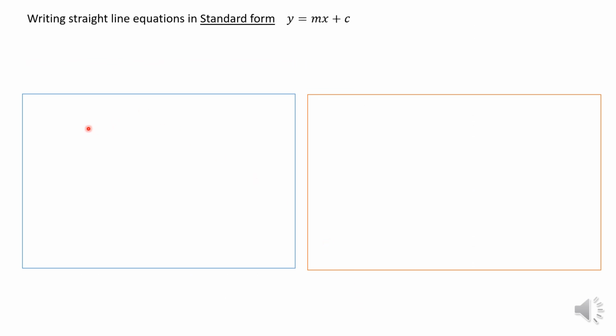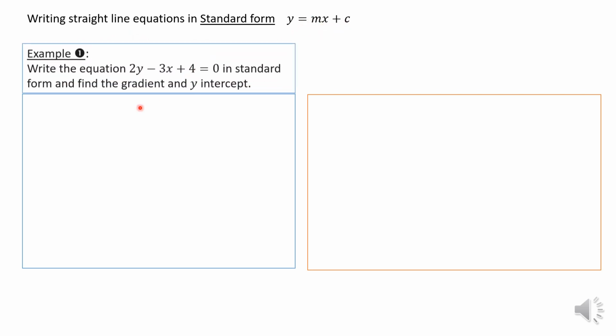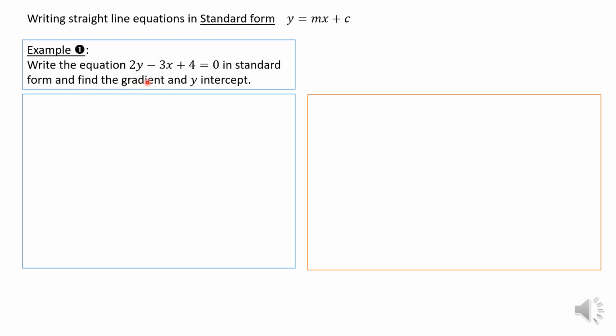The next thing that I want to bring in is writing the straight line in standard form, in gradient intercept form. So sometimes they give you an equation and they ask you to write this equation in the form y equals mx plus c. And then they might also ask you on top of that to write down what is the gradient and what is the y-intercept. So let's take this equation.